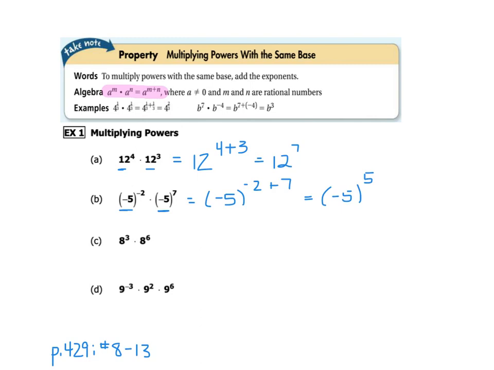In example C, notice I have 8s as my base. Bring over my base of 8, and it's to the power of 3 plus 6, which is 9, which gives me 8 to the 9th power. I can even do this with 3 expressions. Notice, same base, they all have 9s, so I can go ahead and write this as 9 to the negative 3 plus 2 plus 6, and I think that gives me positive 5, equals 9 to the positive 5 power.